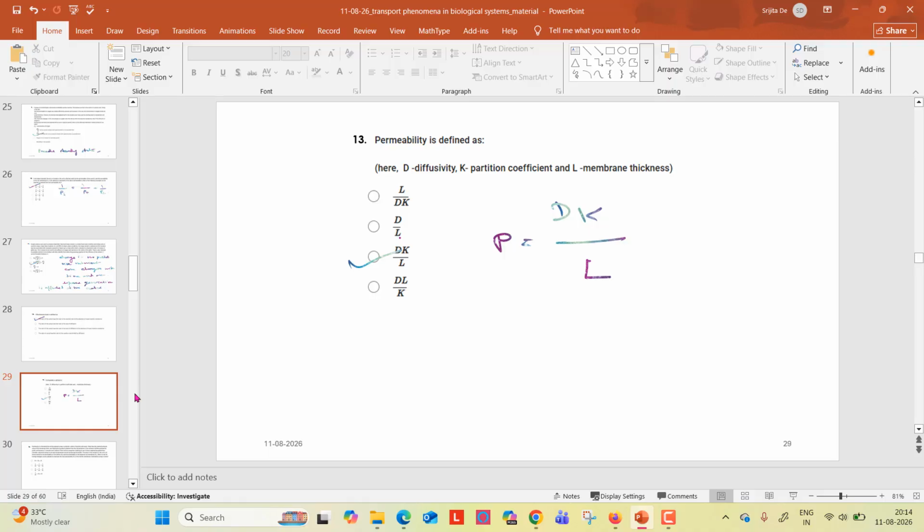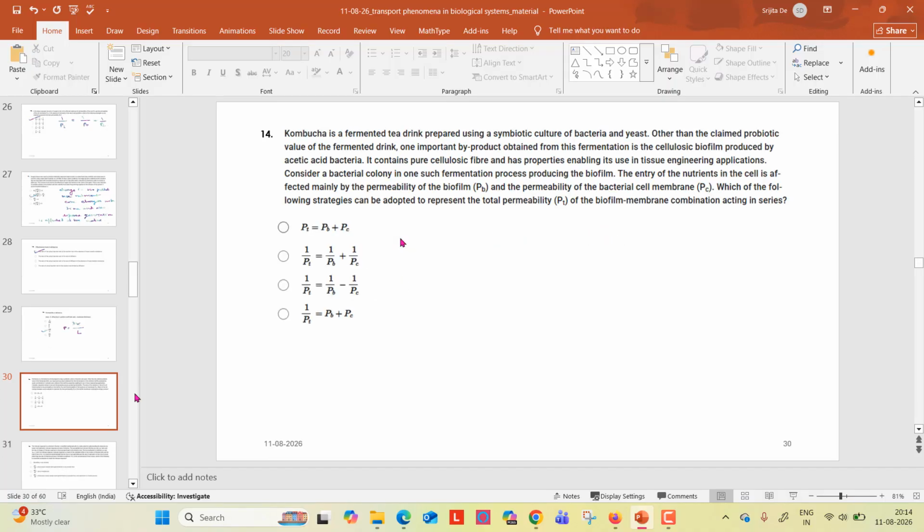Next, kombucha is a fermented tea drink prepared using a symbiotic culture of bacteria and yeast. Other than the claimed probiotic value of the fermented drink, one important byproduct obtained from this fermentation is the cellulosic biofilm produced by acetic acid bacteria. It contains pure cellulosic fiber and has properties enabling its use in tissue engineering applications.